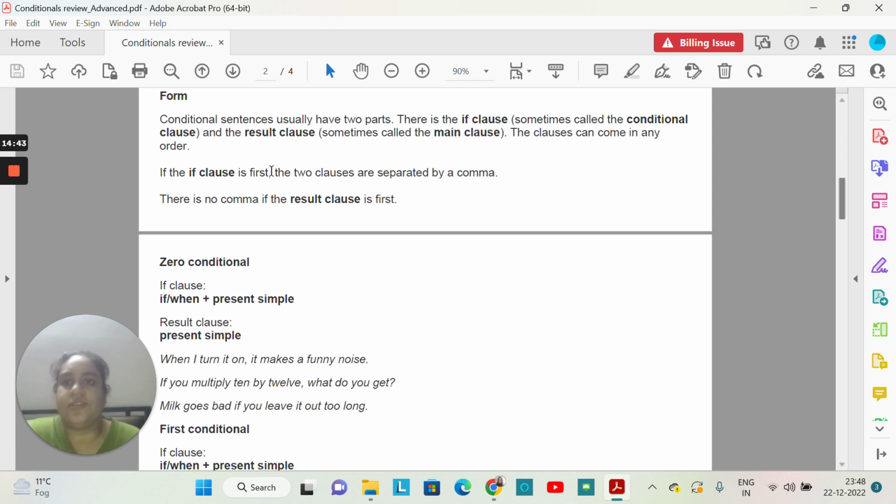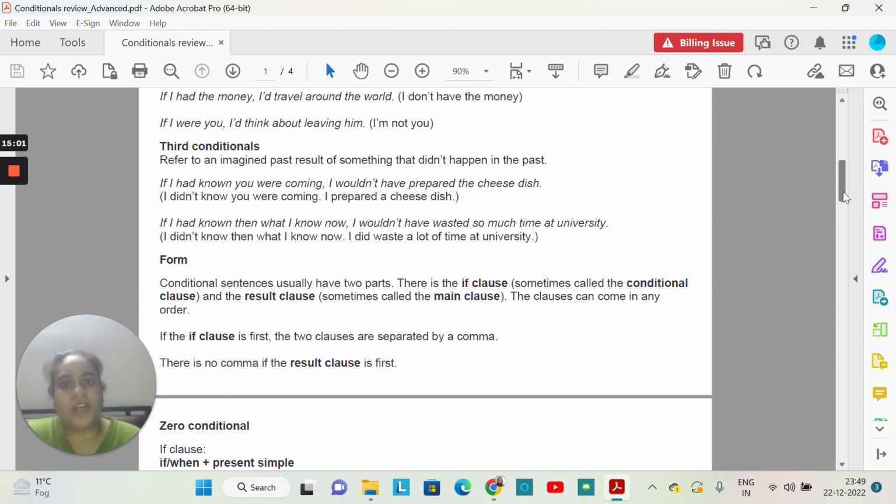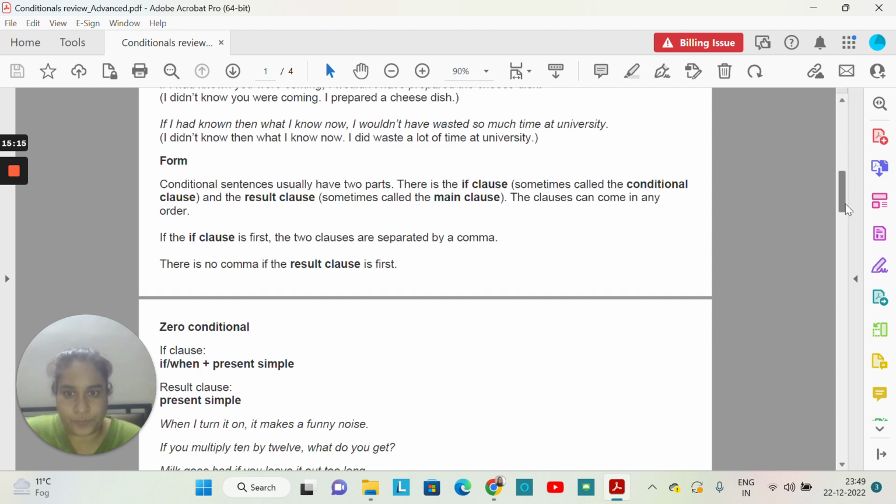Let's understand the structures. Conditional sentences usually have two parts. There is the if clause, which is also sometimes known as the conditional clause, and the result clause, which is also known as the main clause. The clauses can come in any order. What we are trying to say is, you can start a sentence with if, or you can also start with the result. For example, I wouldn't have prepared the cheese dish if I had known you were coming. This is also absolutely correct. There is nothing wrong grammatically in framing a sentence like this.